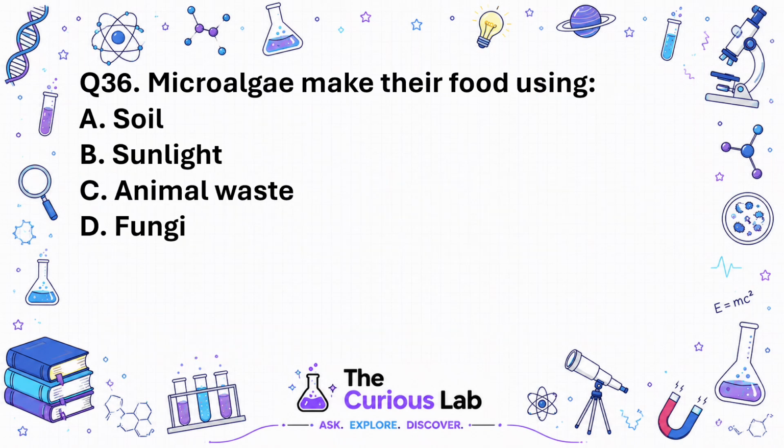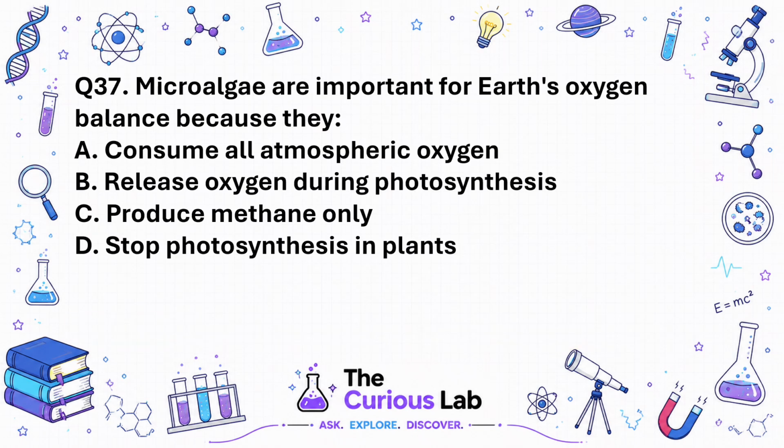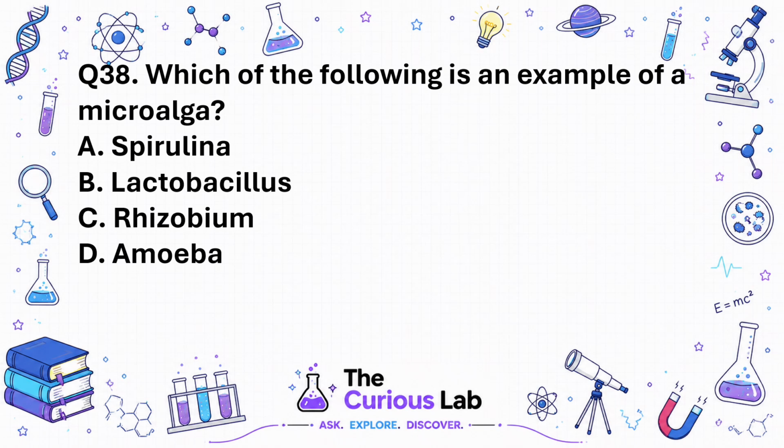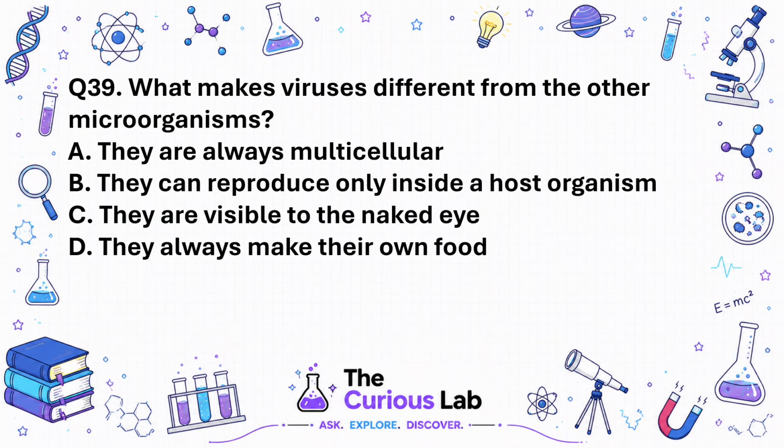Next question, microalgae make their food using, we know that algae can make their food using sunlight. Microalgae are important for Earth's oxygen balance because they release oxygen during photosynthesis. Which of the following is an example of microalga? We know it is spirulina. What makes viruses different from other microorganisms? We know that viruses reproduce only when they enter inside the host organism. So the answer is B.